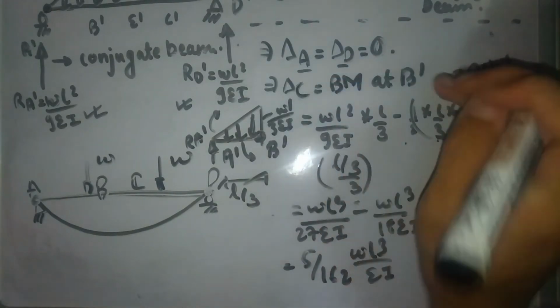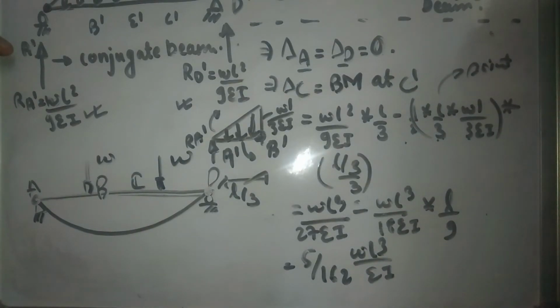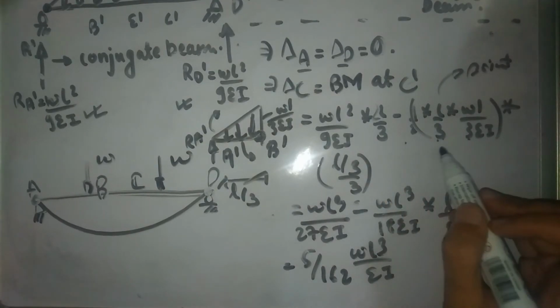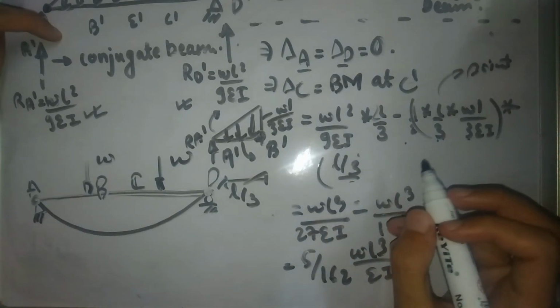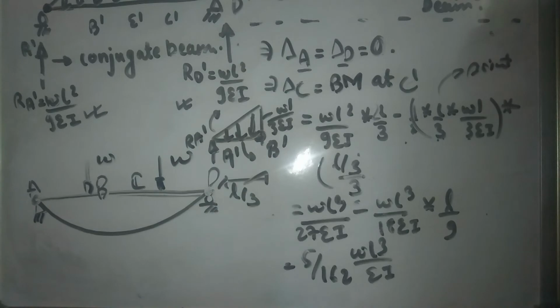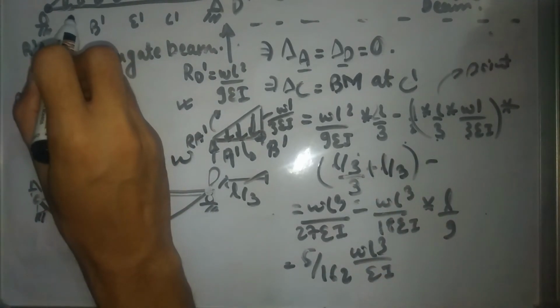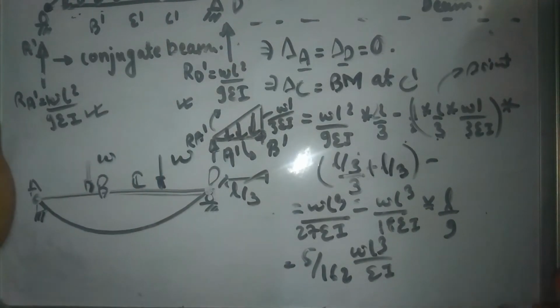So delta C is going to be equal to the bending moment at C', which is going to be WL square by 9EI into L by 3 plus L by 3, which is 2L by 3. So again 1 by 2 into L by 3 into the same, but this time it will be acting at a distance of L by 3 by 3 plus L by 3. It is right now acting at a distance of L by 3 by 3, but with respect to point C', we need to add L by 3 one more time.